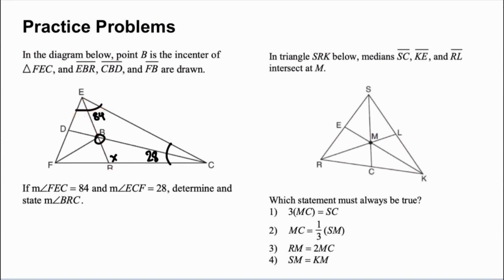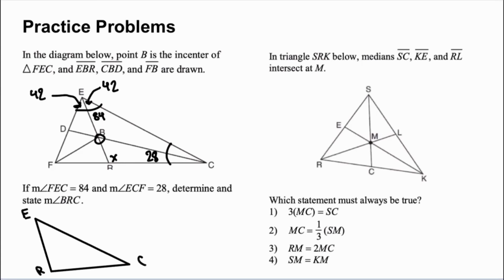What this tells me is that this angle right here is equal to 42, and this angle right here is also equal to 42, because a bisector cleanly cuts it in half. So I'm going to focus on this triangle ERC for a minute. I'm going to do my best to recreate it. It's a sketch, so that's fine. This is point E, this is R, and this is C. The angle REC is going to be equal to 42, given to us by our knowledge of the incenter and angle bisectors.